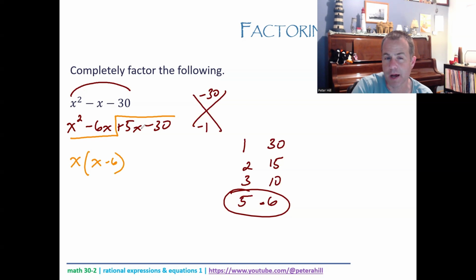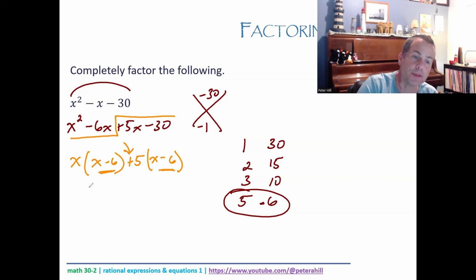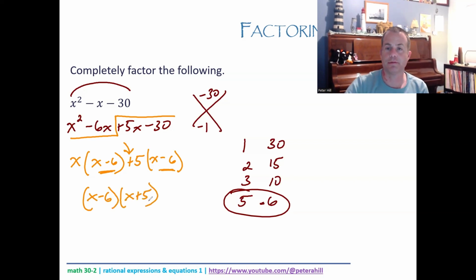What can I take out of a 5x and a negative 30? I can take out a 5. You just need to make sure you have either a plus or a minus there, depending on whether you're taking out a positive or a negative. There does need to be a symbol right here. Otherwise, you're communicating a bunch of multiplication that you didn't mean to, okay? When I divide that 5 out of these two terms, I'm left with x minus 6. Oh, look, both terms have an x minus 6. So I can pull that x minus 6 to the front, and then I'd be left with x plus 5.